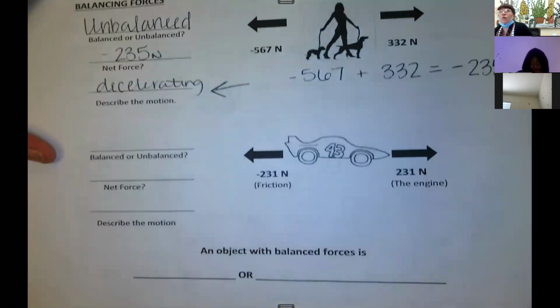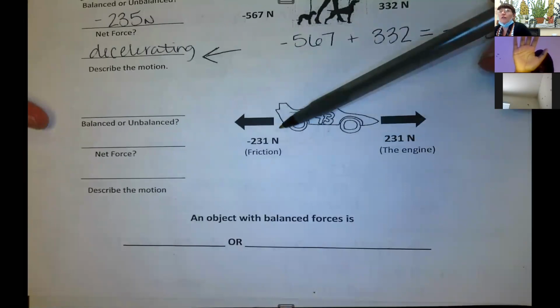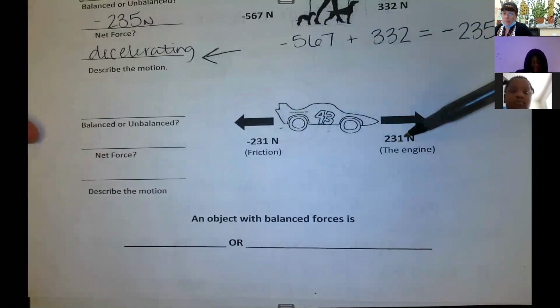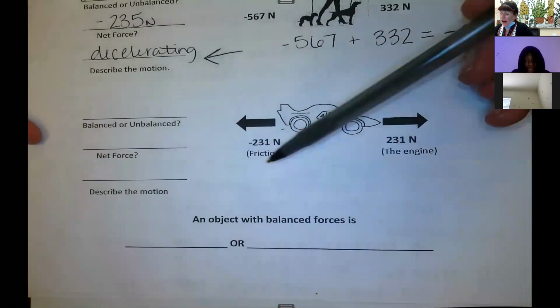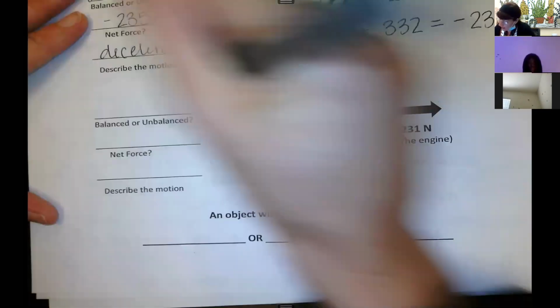All right, what about these ones? I have friction, Ariana, friction, and then the engine. What'd you say? What is this, balanced or unbalanced? Balanced. Very good, because they are equal.